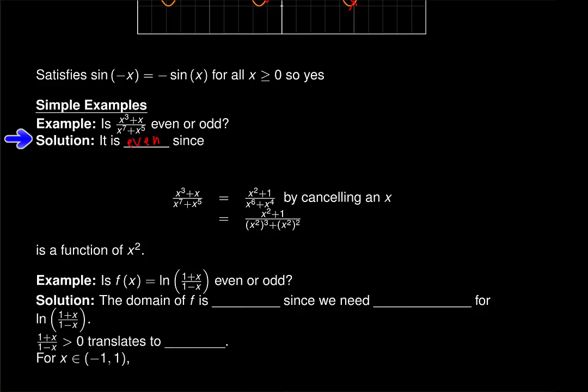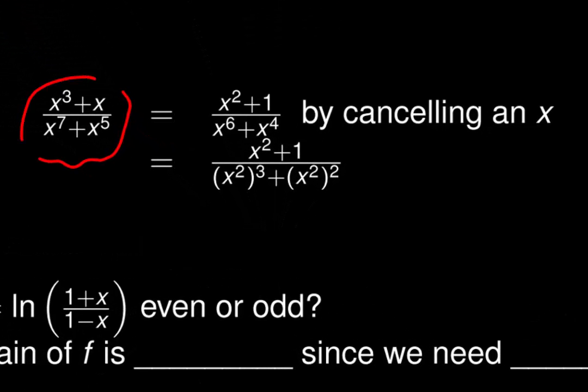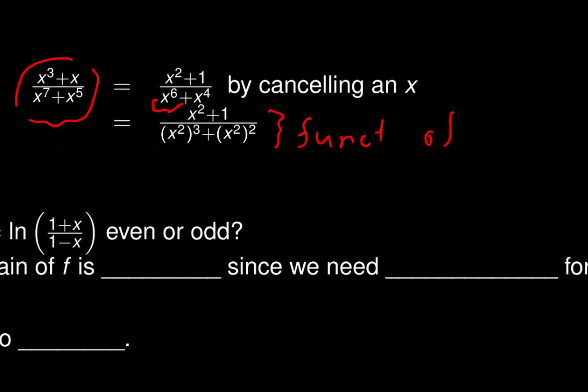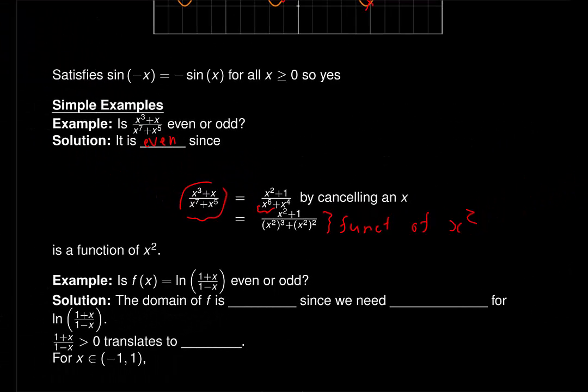And let's explain this by showing that this rational function is actually a function of x squared. So what we can do is look at the function we started with, and then just divide the numerator by x and the denominator by x, and we get x squared plus 1 over x to the 6 plus x to the 4. And now let's just express x to the 6 as x squared all cubed, and x to the 4 as x squared all squared. Then this is clearly a function of x squared. Hence, it's even.